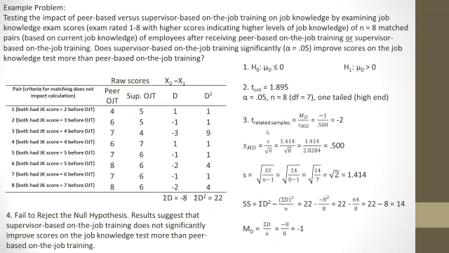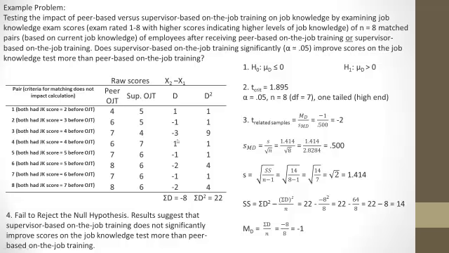The calculations for step 3, starting with the mean difference: you just sum up all of the differences, the supervisor minus peer based on the job trainings. I didn't put the math here just because I needed room to show you, and I've shown you how you get these D's before. 5 minus 4 is 1, 5 minus 6 is negative 1, all the way down. And you end up with a sum of differences of negative 8.